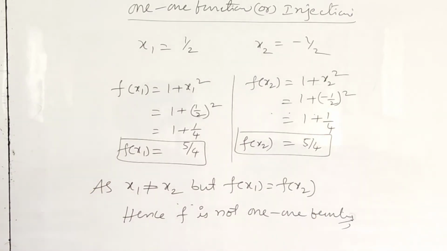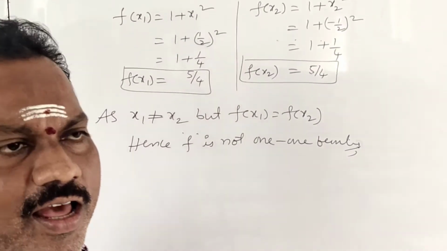Next we want to check the onto function. Onto function: range and codomain.